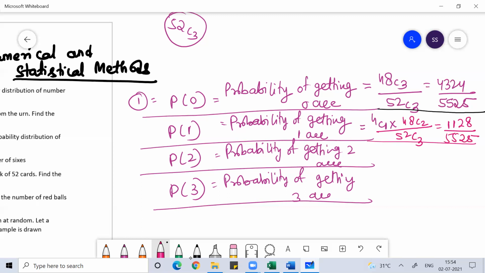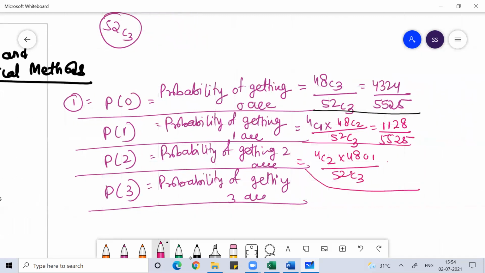Similarly, what is the probability of getting 2 aces? That would be 4C2, as there are total 4 aces. You should get 2 aces, so 4C2 into 48C1. Total you're drawing 3 cards, divide by 52C3. Just find this value. So you can do that calculation to get that. That is equal to 72 by 5525.